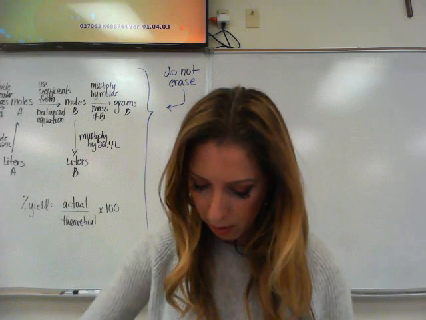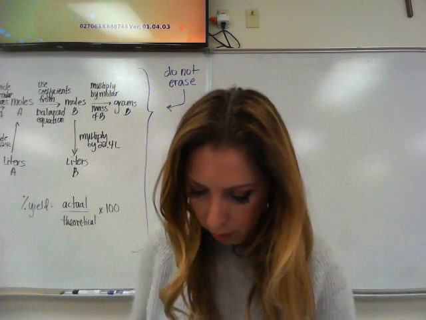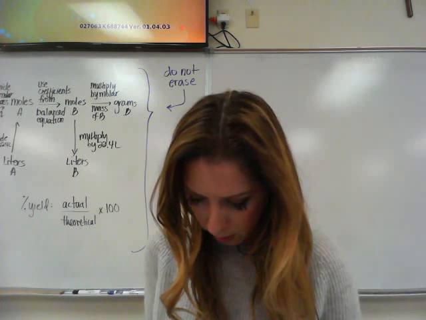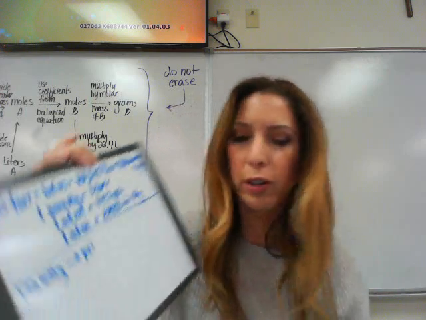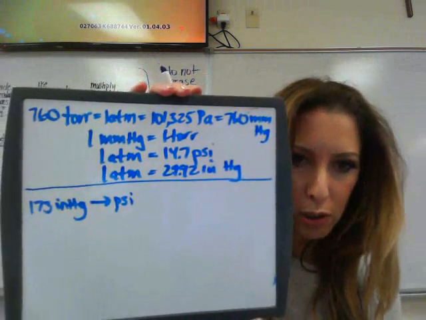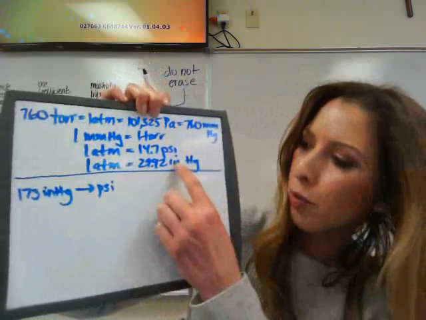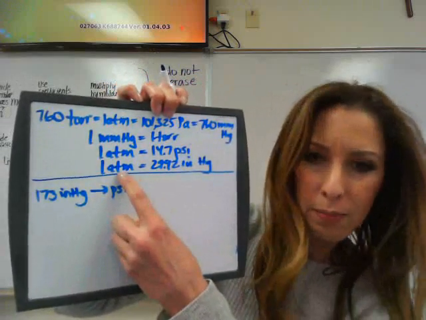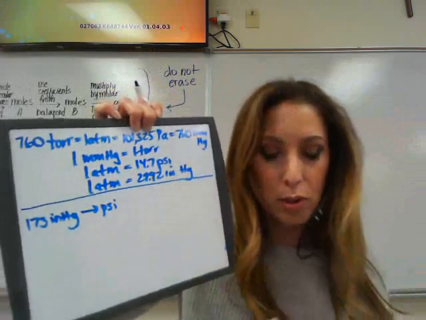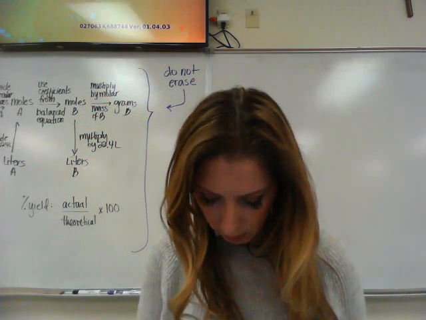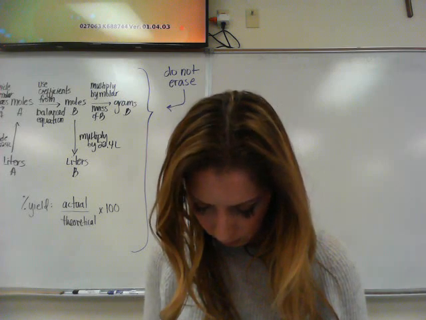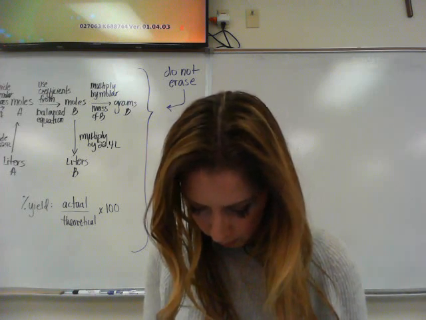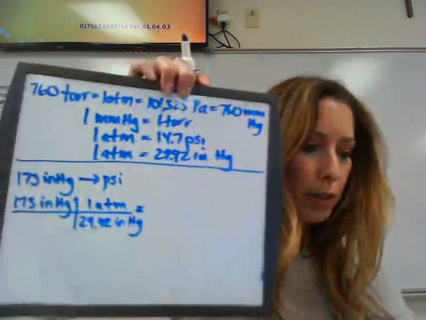Okay, now I gave you one more example in the chapter handout for converting 173 inches of mercury into psi, which is pounds per square inch. Again, there is no direct conversion between inches of mercury and psi. You first have to convert inches of mercury to atm and then atm to psi. So this is another two-step problem. So here's the first setup.